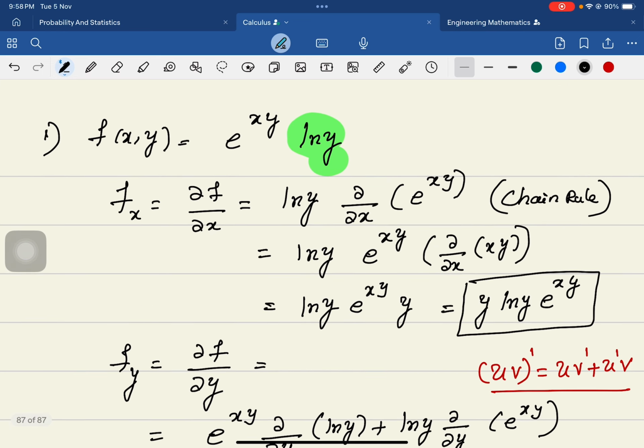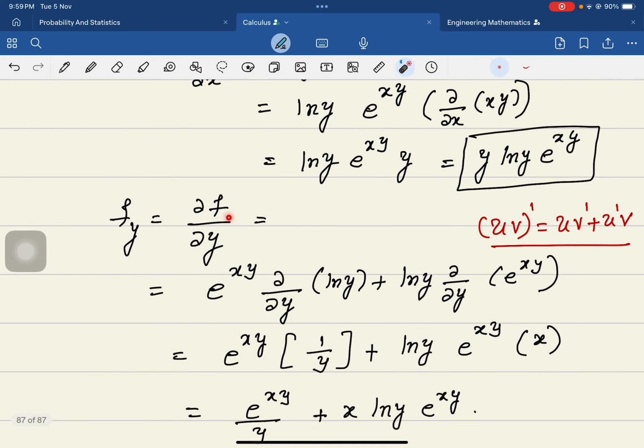This is a very important and interesting problem where you are applying the chain rule, the product rule, and where you need not apply the product rule also, as we have done. Here when you do the fx, there is no need to use the product rule. Why? Because ln y is a constant, since you are differentiating with respect to x. You can drop down ln y directly and do the partial differentiation for the next term. Whereas when you do the partial derivative of f with respect to y, both the terms e power xy and ln y have the variable y. So you must use the product rule.